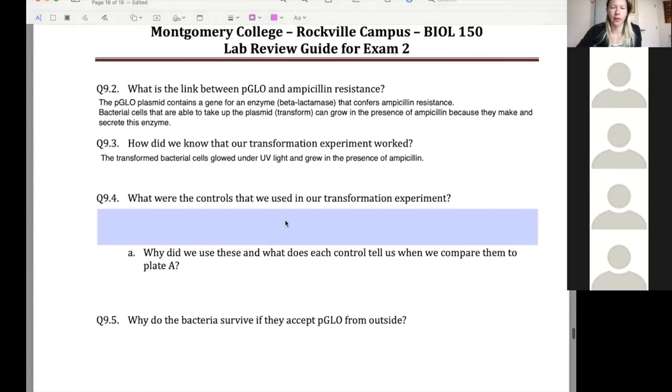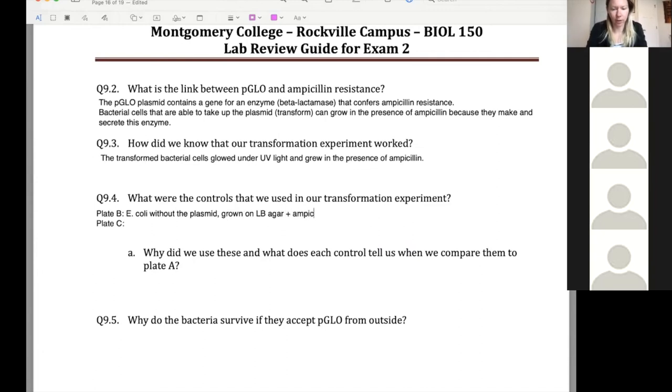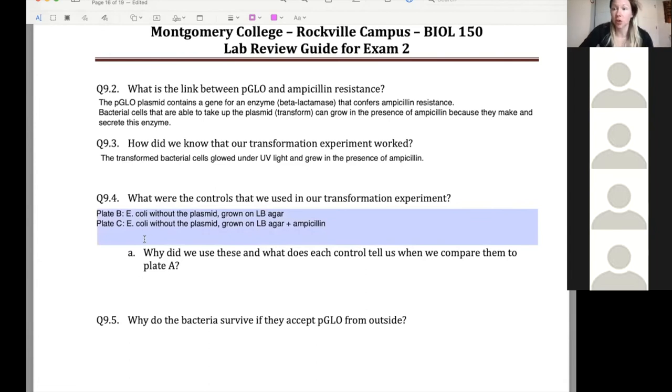All right, what kind of controls did we use in that experiment? Plates B and C. So remind me what was on those two plates, or what wasn't on them. E. coli without transformation, without the plasmid, plus ampicillin was one of them. Yeah, so E. coli without plasmid going on LB agar with ampicillin, I believe that was plate B. And then we had E. coli grown on regular, just LB agar alone. Right, so we had two different plates where we had just the bacteria, no plasmid.